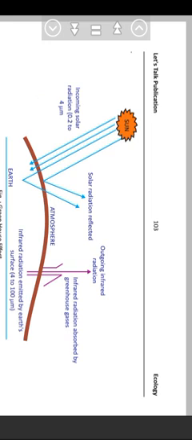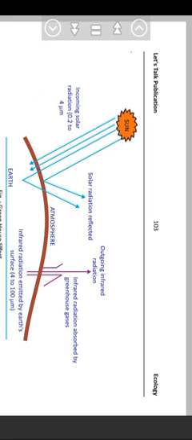Outgoing infrared radiation, solar radiation reflected, incoming solar radiation 0.2 to 4, infrared radiation absorbed by greenhouse gases in the atmosphere, infrared radiation emitted by Earth's surface 4 to 100. Figure: greenhouse effect.